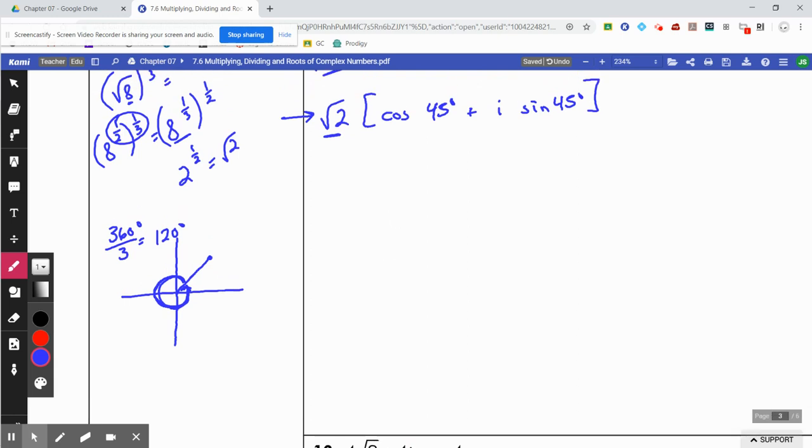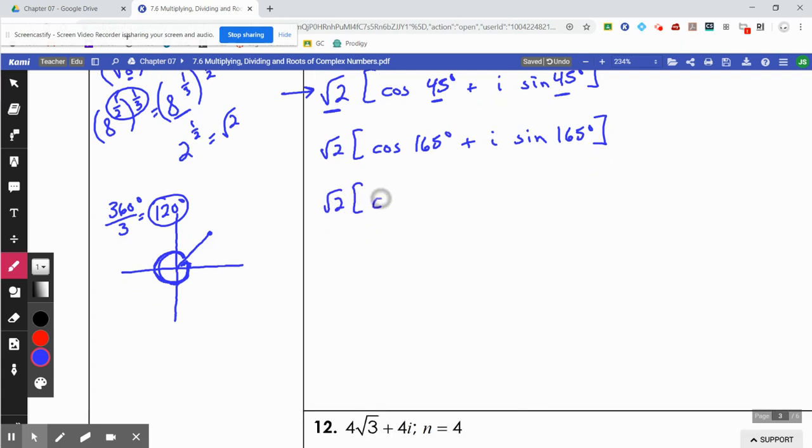So if my first one occurs at 45, guess where my second one occurs? It's going to be root 2 times the cosine of 165. How did I find 165? I simply added that 120. They're equally spaced out. They're going to occur every 120 degrees. So this is where my second root is located. Where's my next root located? It will have the exact same modulus, but it'll have the cosine of 285. Where did I find 285? I simply added 120 again.